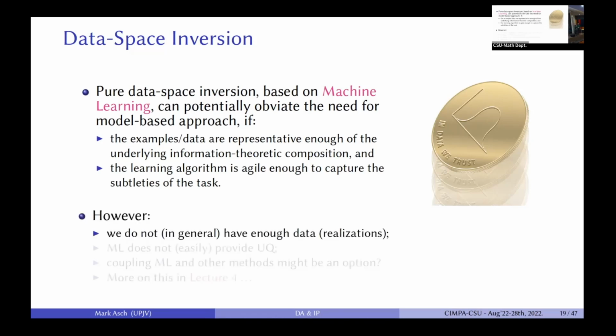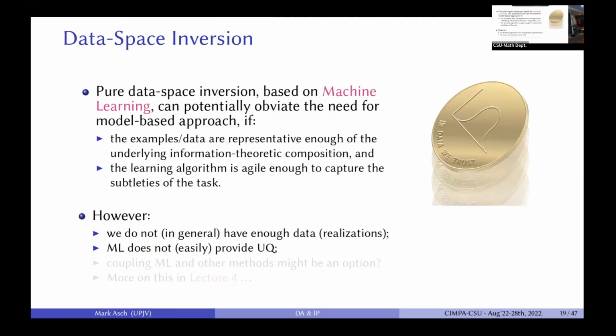But in general, we do not have enough data. Okay, Google, when they do image recognition or speech recognition, they have access to thousands and thousands, they have petabytes of information, a lot of information. When we're going to solve our inverse problems, we don't have enough data, that's for sure, okay?